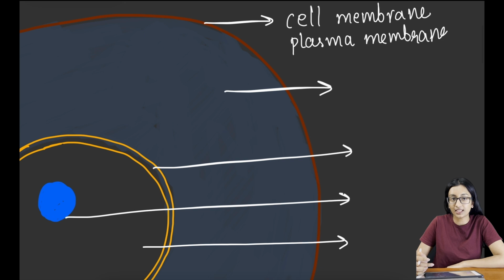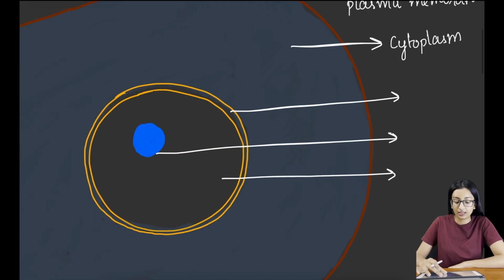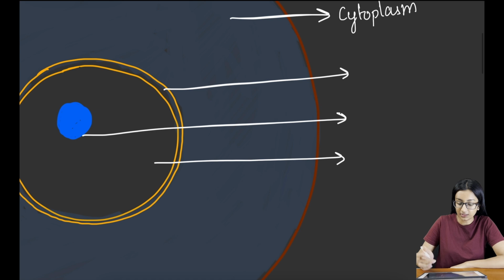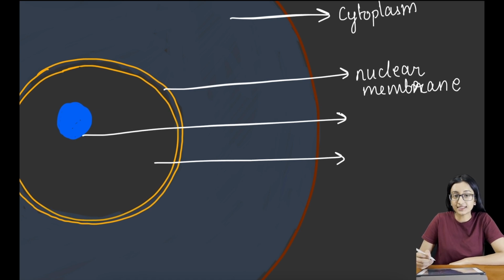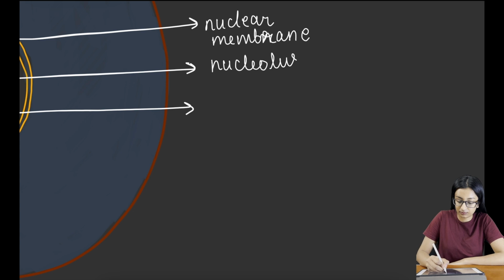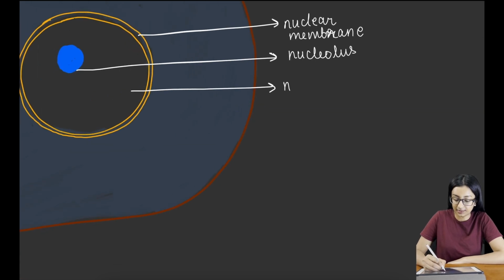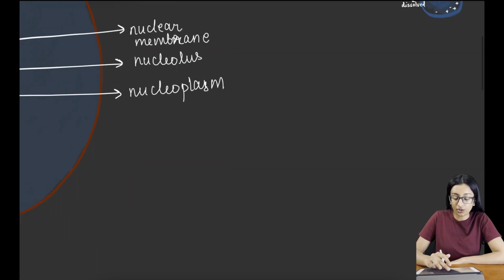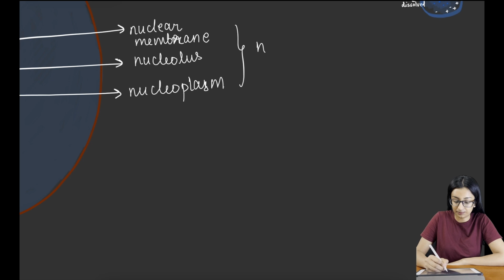The second here is the cytoplasm. Then in the cell, we have the nucleus. The nucleus has three parts in it. The first here is the nuclear membrane. The second is the nucleolus, and the third will be the nucleoplasm. So this all constitutes our nucleus.